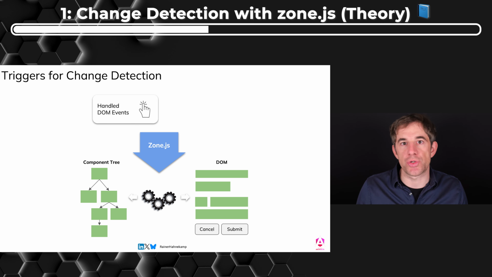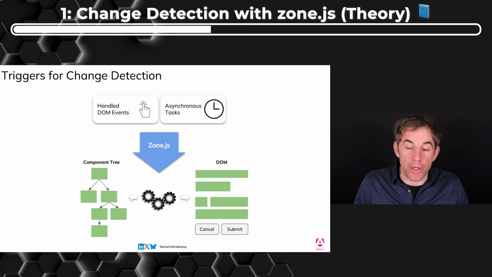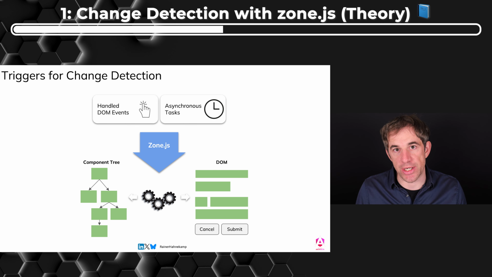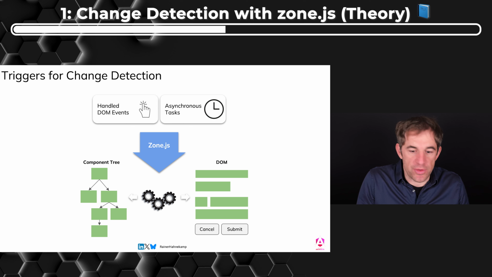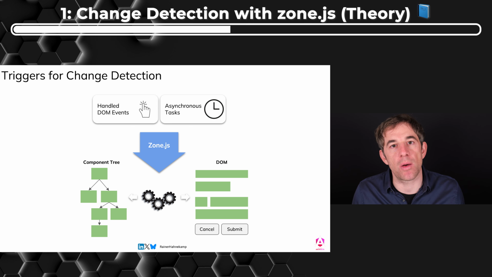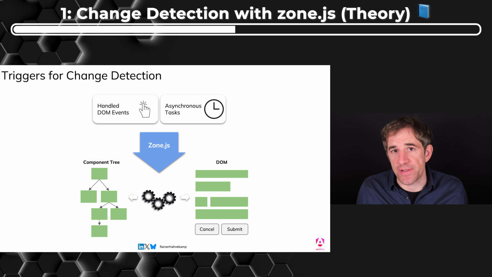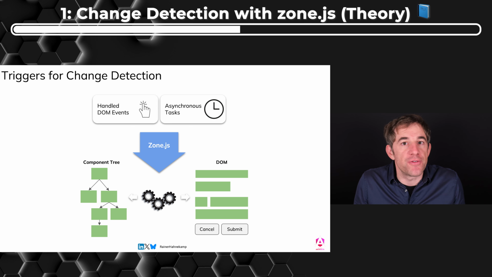The same is also true for asynchronous tasks. Also the knowledge about asynchronous tasks, what kind of asynchronous tasks are currently scheduled, when do they end, this is then also done by Zone.js. And then Zone.js says, okay, if now an asynchronous task has ended, then there is a chance that somewhere a component has changed one of its values, and I need to rerun the change detection, and I need to search if there was a change actually.